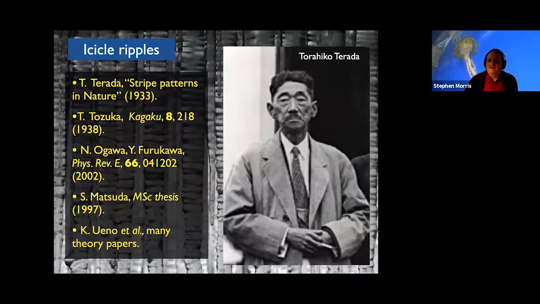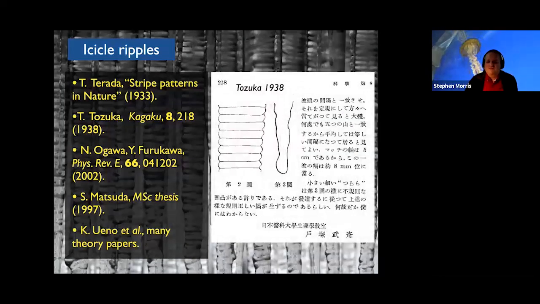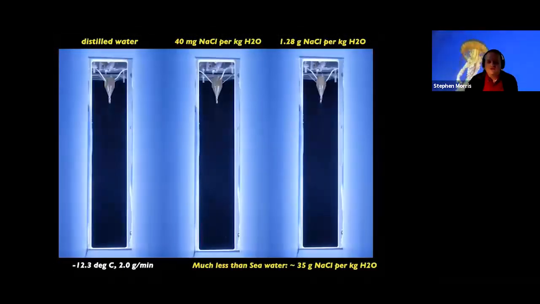And so Terada is an almost unknown figure in pattern formation in the West, but he's a kind of hero of Japanese science. The first actual publication, this is pretty much the whole publication in Japanese, just says, I've seen an icicle with ripples, and the ripples have a wavelength of about 8 millimeters. And this is the Japanese word for icicle, which is surara. There's some more experimental work, but until we made controlled experiments, there were very few experiments on the growth of icicles.